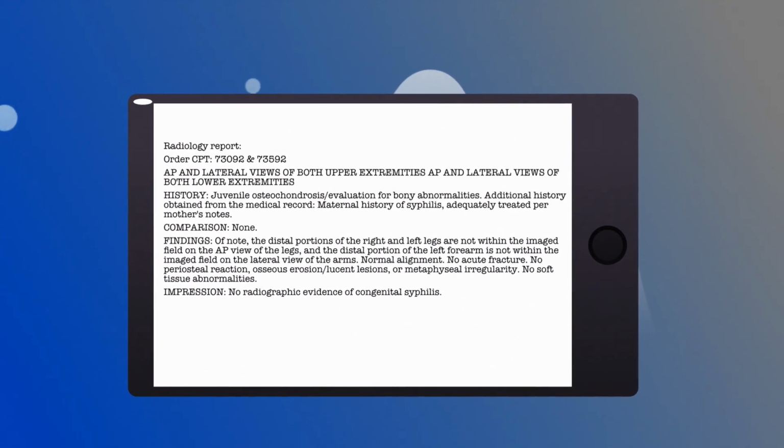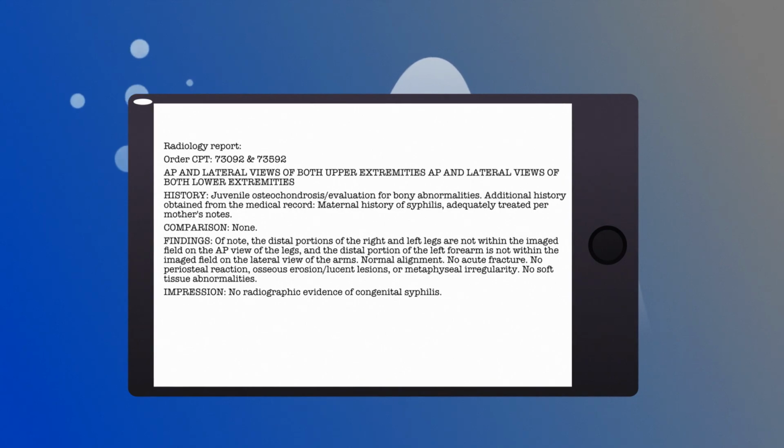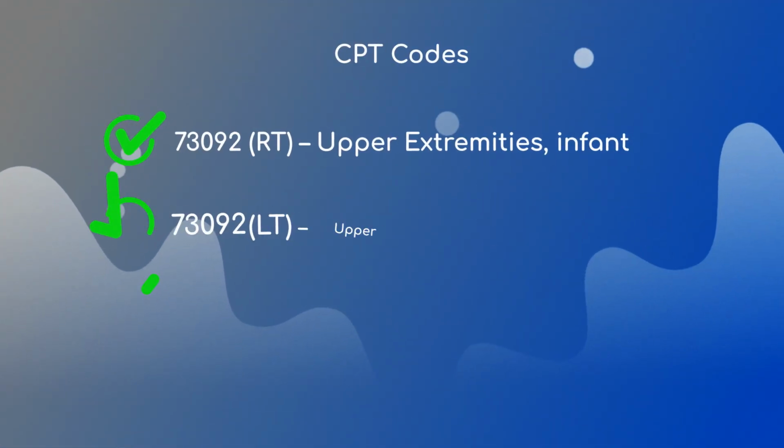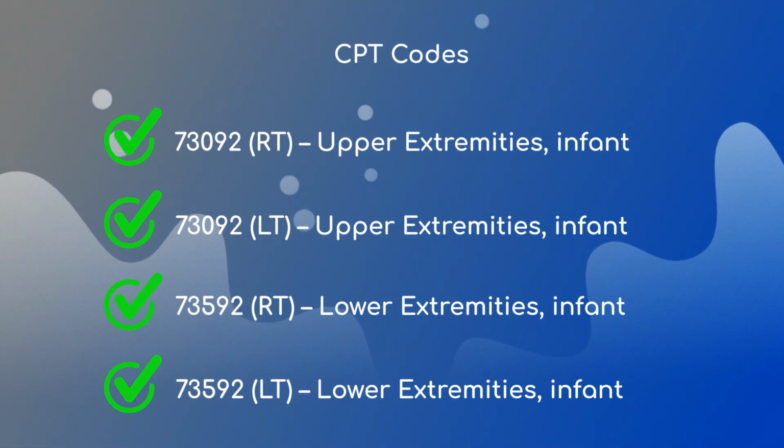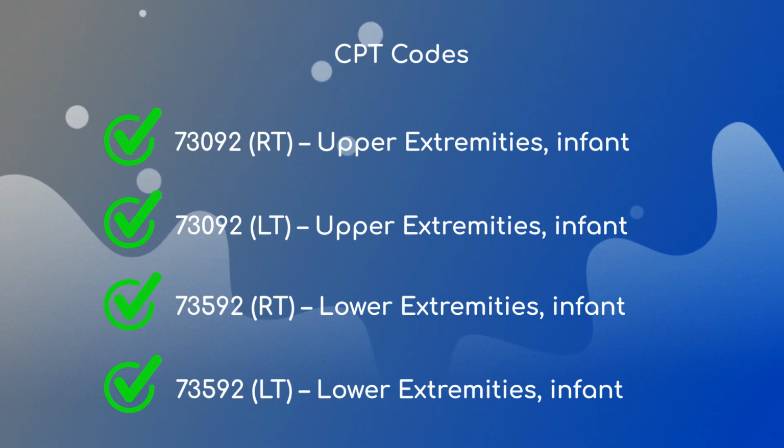Let's look at the views. Upper extremities, right and left, 2 views each. Lower extremities, right and left, 2 views each. These qualify for 73092, right upper extremities, infant, 73092, left upper extremities, infant, 73592, right lower extremities, infant, and 73592, left lower extremities, infant. In this case, the same CPT codes were applied to both the right and left sides of the infant's body, for both upper and lower extremities.